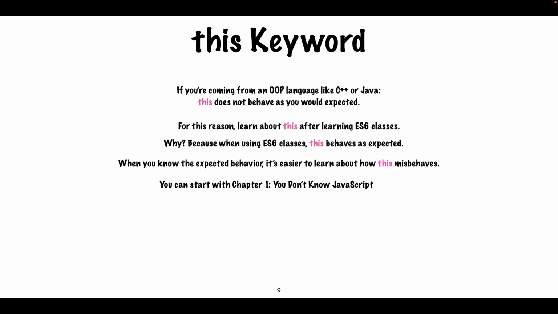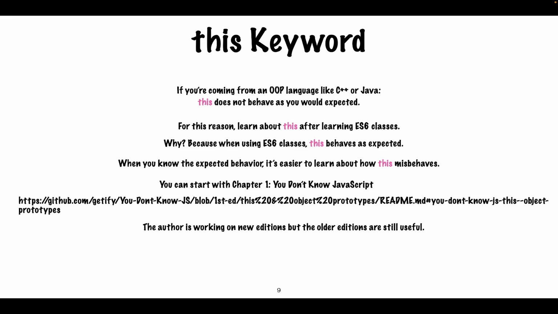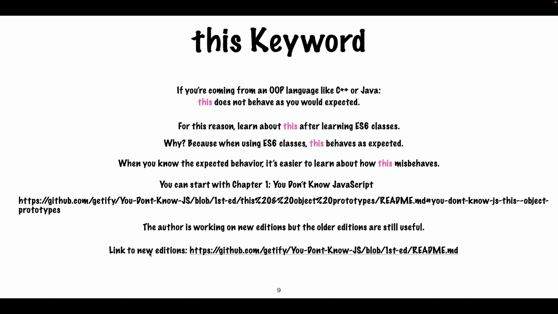And here's a resource that I'll make sure to link down below in the description. You can start with chapter 1. Before I forget, the author of this book is actually working on new editions, but the older editions are still useful. This whole book talks about how the this keyword misbehaves in JavaScript. By the time you get here, you will already have experience working with the this keyword in the context of ES6 classes. And here's a link to the new editions. The author has completed about, I think, 2 out of the 5 or 6 books. So by this point, you should have a decent grasp on JavaScript.